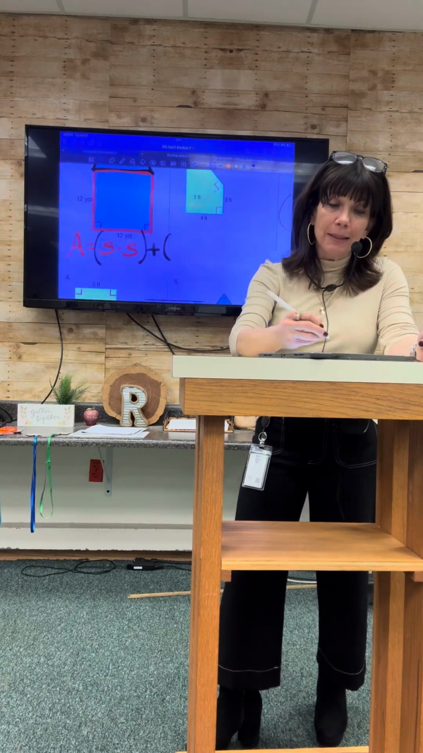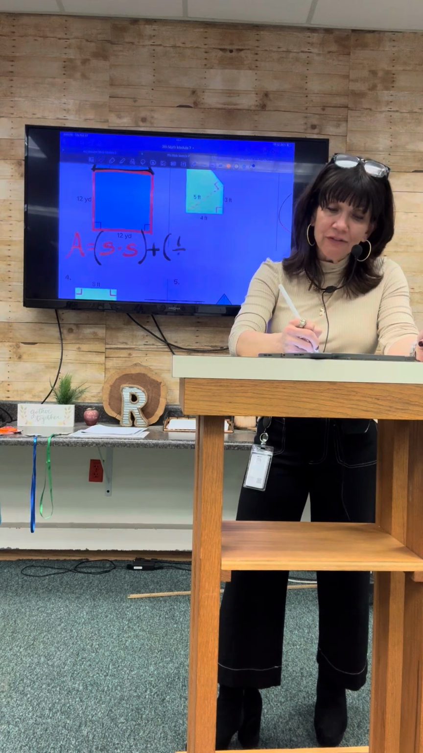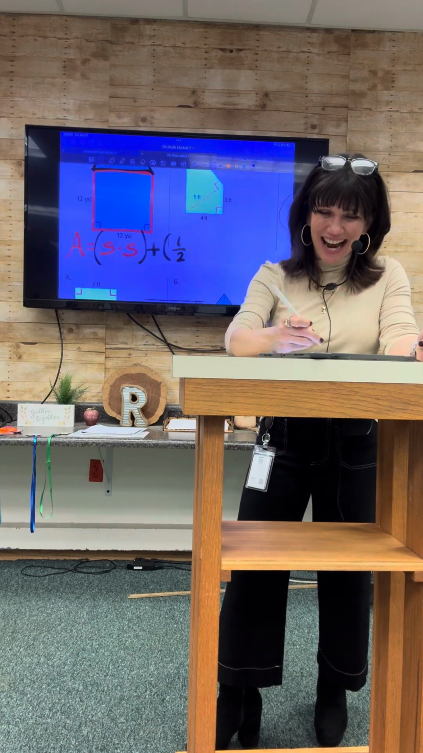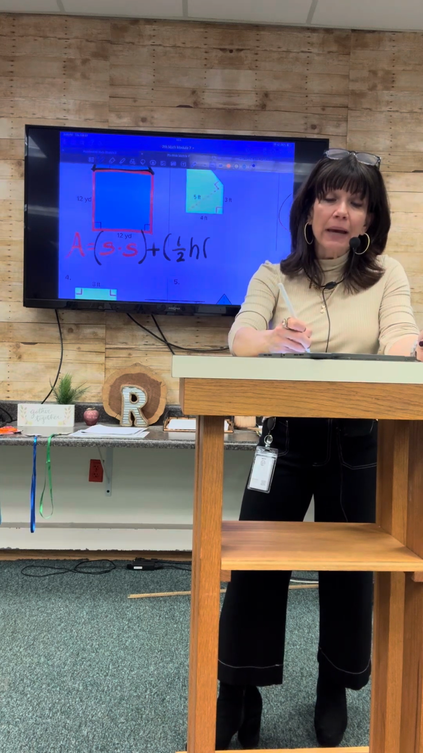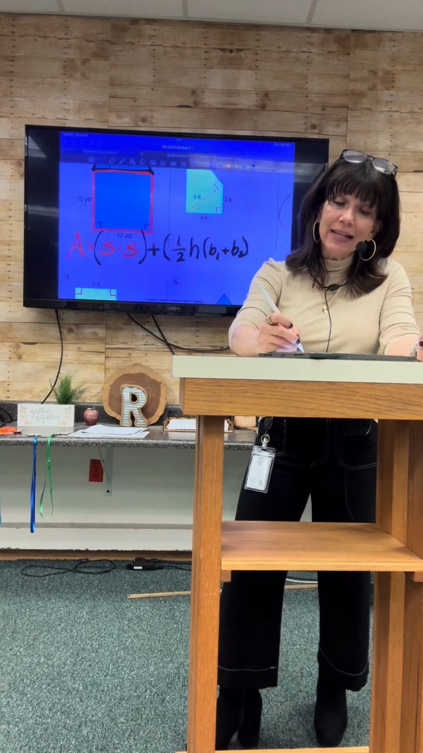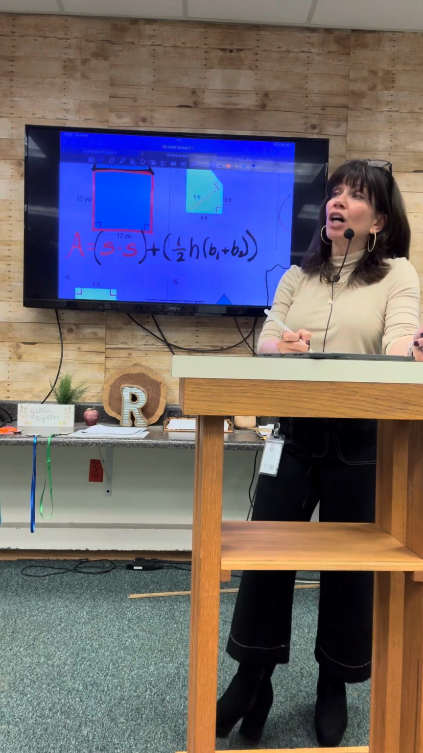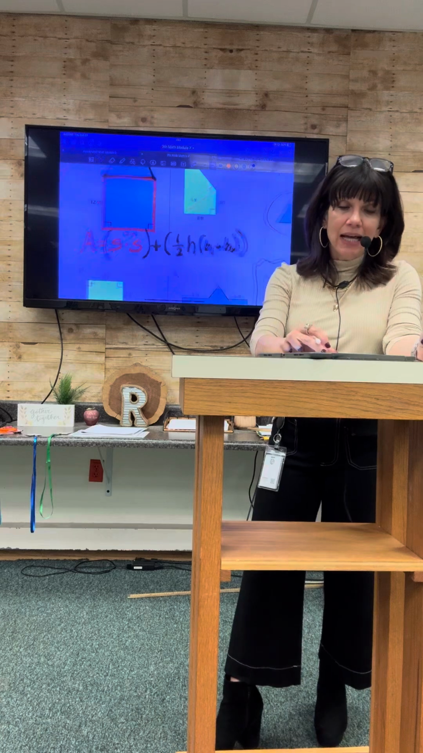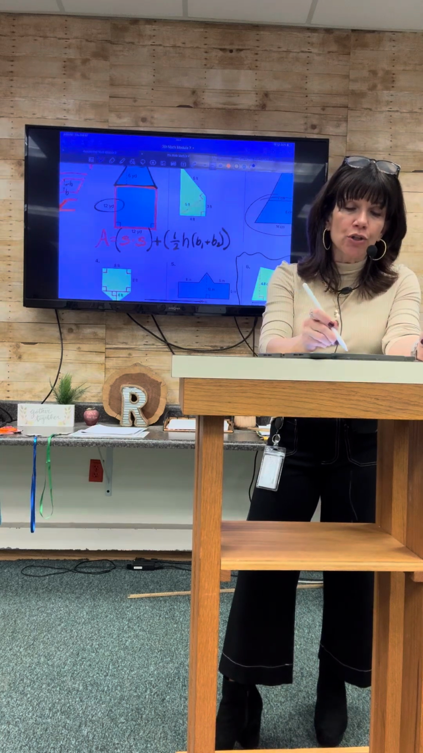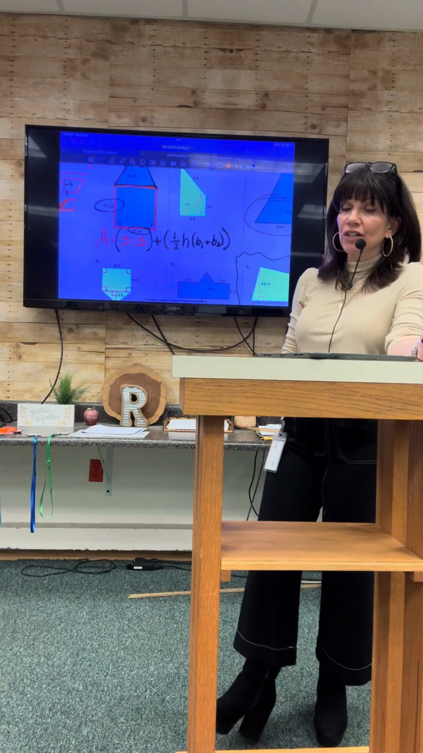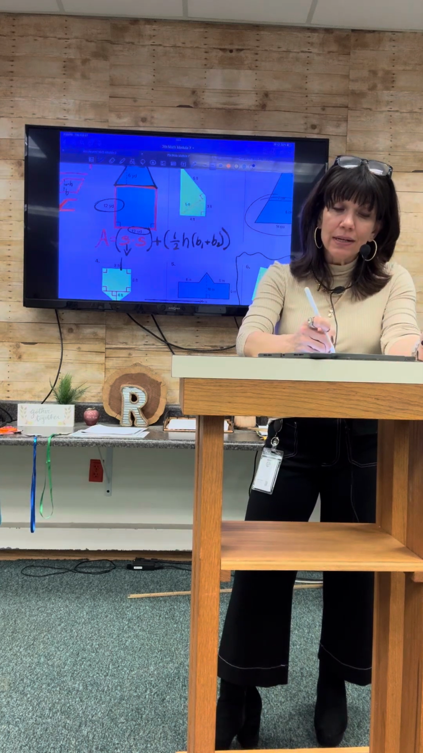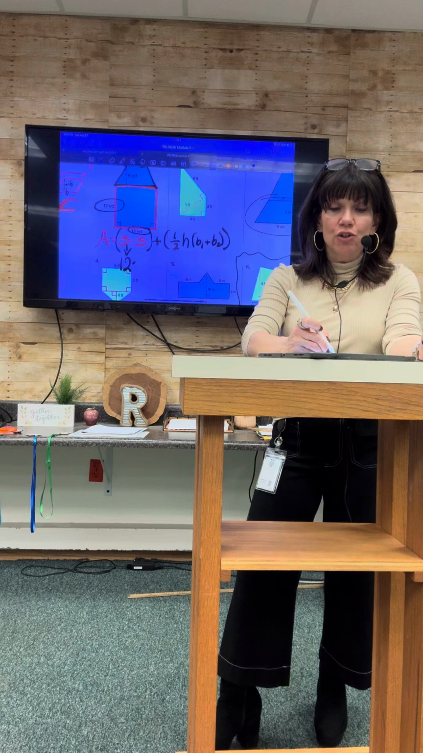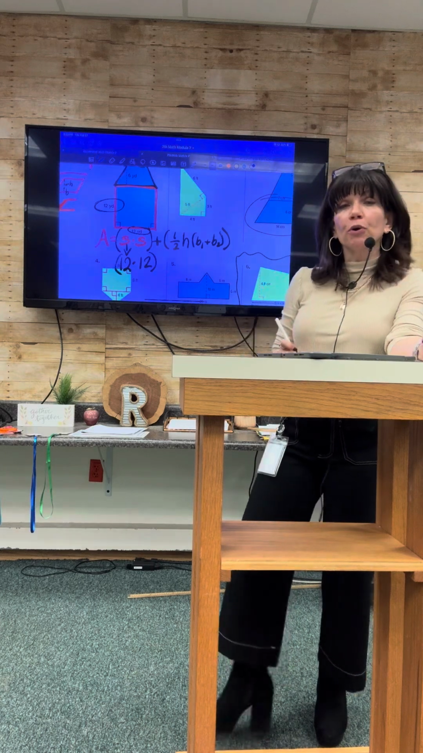Say it now, please. One-half times height, and then parentheses, base 1 plus base 2, little parentheses, and then a big one. All right, underneath each piece, let's first talk about what numbers we will use in place of S for the square. Say it, please. 12 times what? 12. Go ahead and write that with parentheses around it.